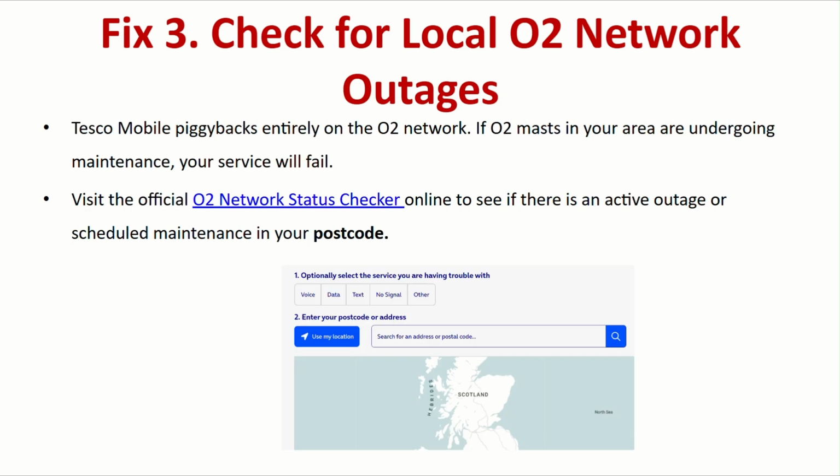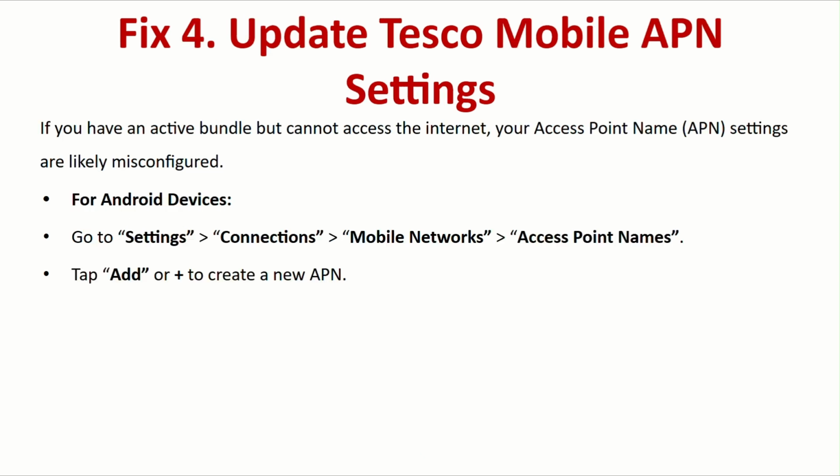Fix 3. Check for local O2 network outages. Tesco Mobile piggybacks entirely on the O2 network. If O2 masts in your area are undergoing maintenance, your service will fail. Visit the official O2 network status checker online to see if there is an active outage or scheduled maintenance in your postcode.